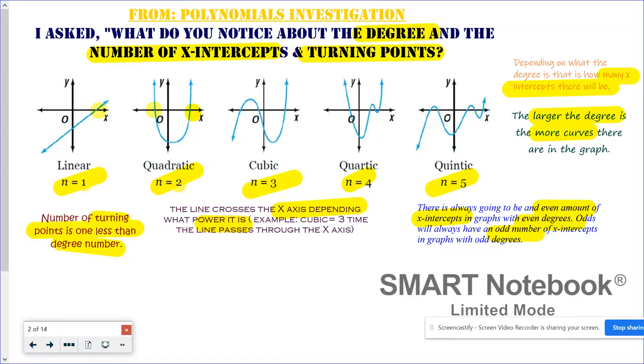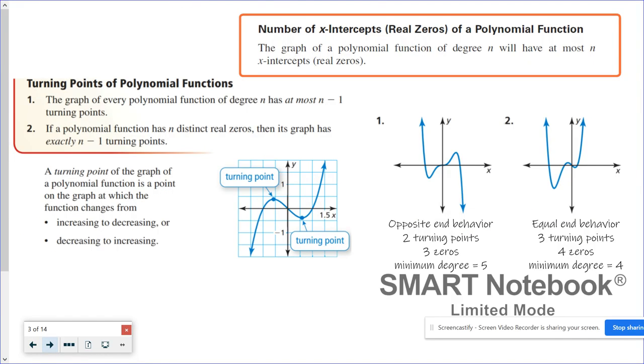A quadratic function turns once. The cubic function, we can see it turning twice. The quartic, we can see it turning and changing directions 3 times. And the quintic, we see it turning and changing directions 4 times. So 1 less than whatever the degree is, okay? And so these are really great observations of polynomial behaviors.